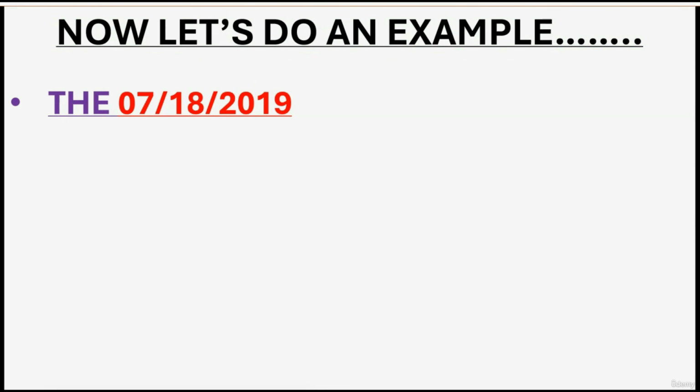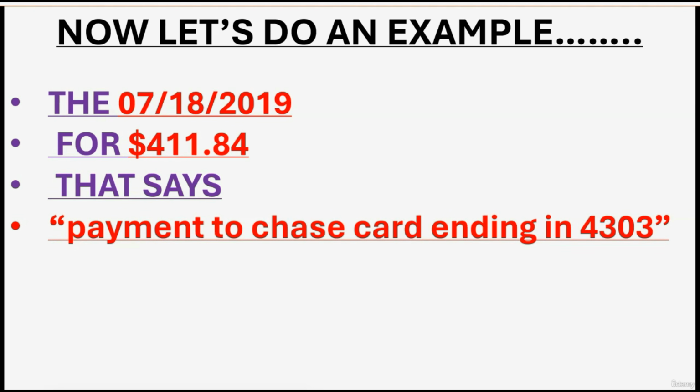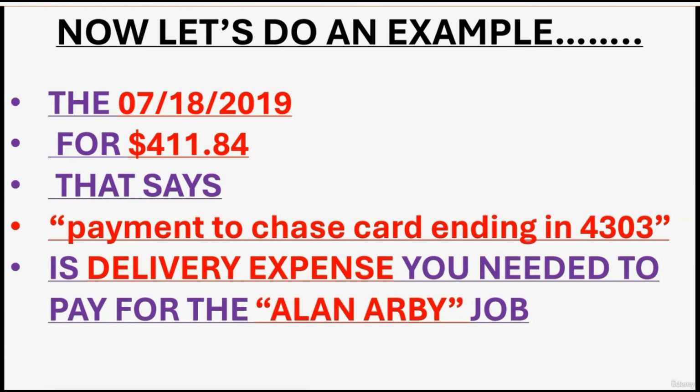Let's imagine that in the second bank account, the bank account that we imported the QBO file into earlier in the course, the July 18th, 2019 transaction for $411.84 that says payment to Chase card ending in 4303, we happen to know that this expense is supposed to be delivery expense, and we were also paying delivery specifically for Alan Arby, the customer, and one of the jobs we were doing for him.